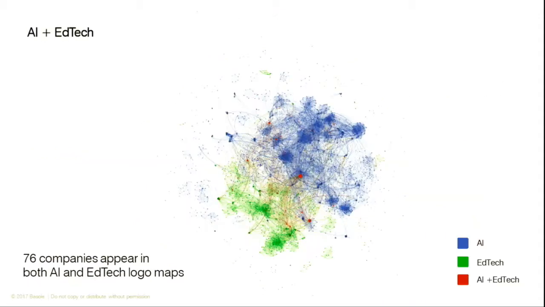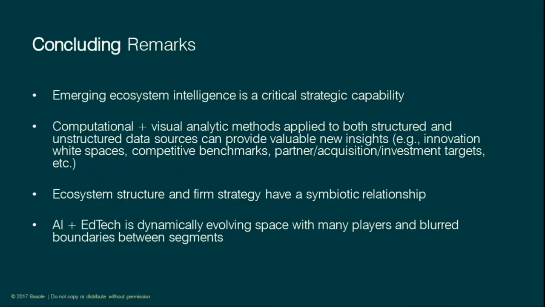Now, when we overlaid AI and EdTech, I did not even attempt to label the clusters, but what I wanted to show you is that there is an AI space and an EdTech space, and that there are some companies that operate in both. Some of them are quite prominent across both spaces, but still a few companies, okay? And so what I want to leave you with is that emergent ecosystem intelligence is a critical capability for investors, for startup entrepreneurs, for all the stakeholders that we talked about.